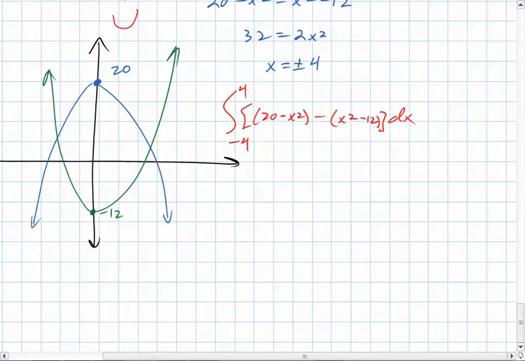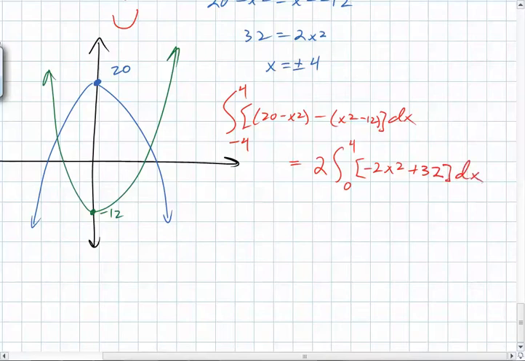So you could say, if you wanted to, this is going to be 2 times the integral from 0 to 4 of negative 2x squared plus what? 8. No, 32. I can almost do basic math today. Almost.